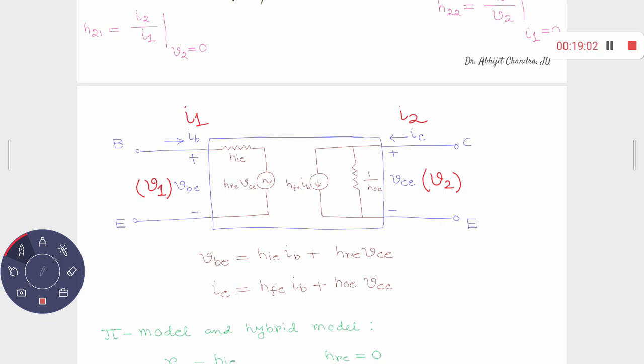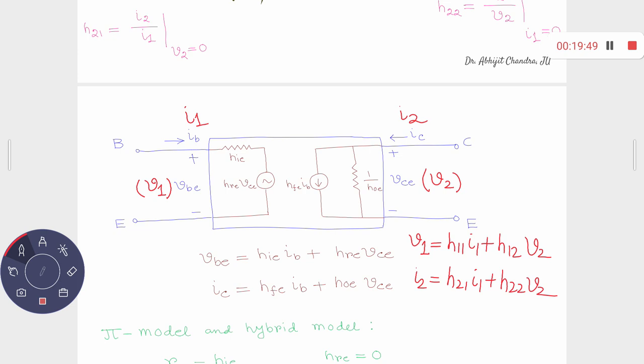Already I have seen that V1 is equal to H11 I1 plus H12 V2, and I2 is equal to H21 I1 plus H22 V2. That is a very generic expression for any two-port network. Now, this time we would like to visualize the transistor as a part of the two-port network, and accordingly I have to identify which is my port 1, which is my port 2, what is node 1 of port 2, what is node 2 of port 2, what is node 1 of port 1, what is node 2 of port 1.